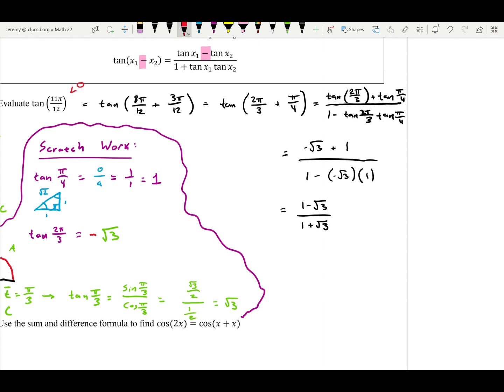And let's rationalize that denominator. Remember, we don't like radicals in the denominator. I'll multiply top and bottom by the conjugate of the denominator. So take the sign of one of the terms in the denominator and switch it. So I'll do 1 minus root 3, and multiply top and bottom by that conjugate.